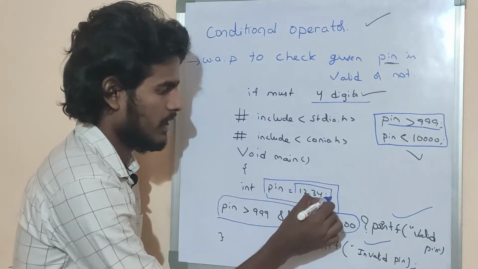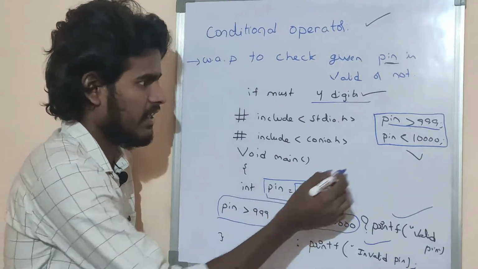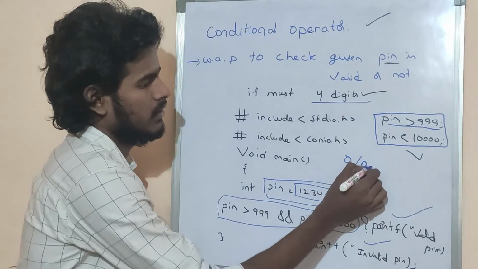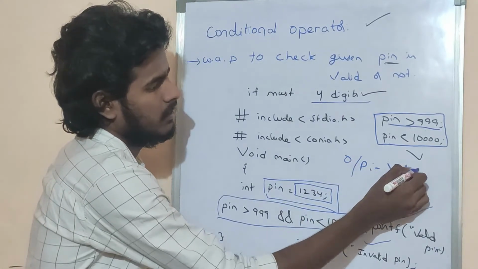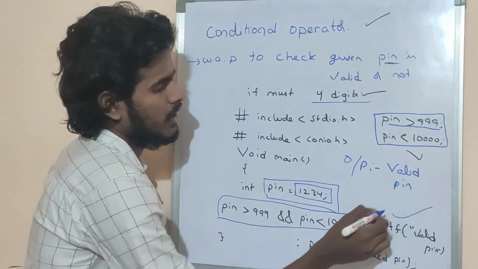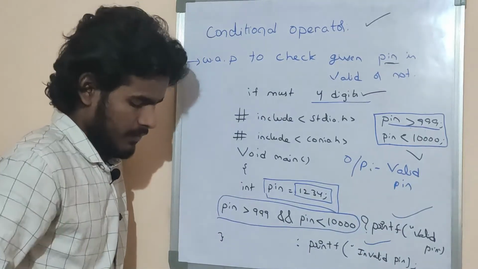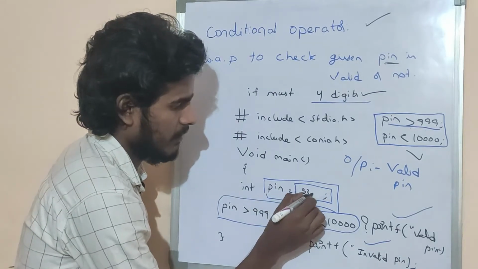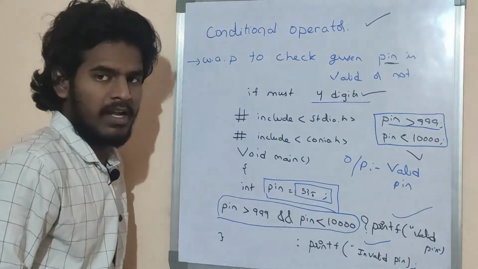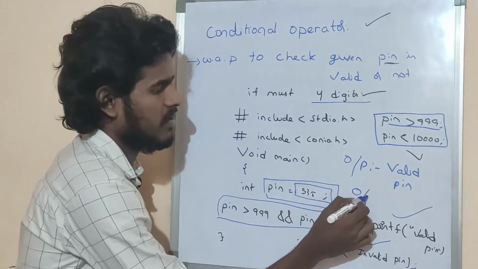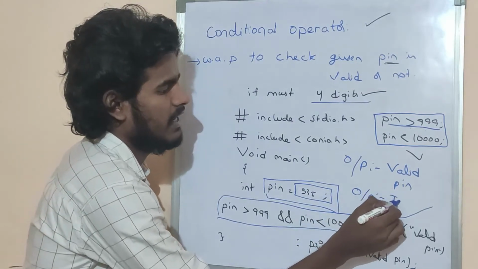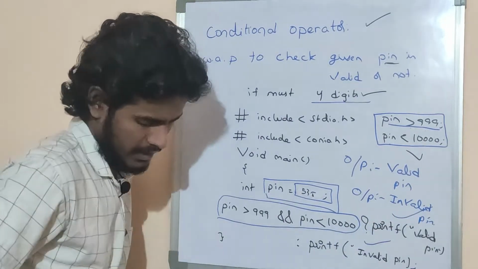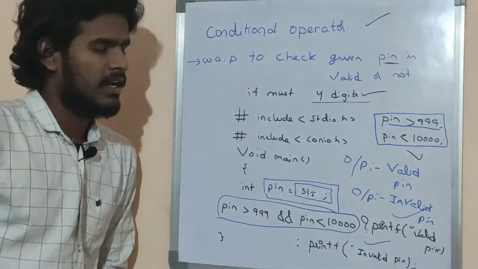1 2 3 4 is greater than 999, so here we will get the output valid pin. If we replace 1 2 3 4 with 535, then what is the output? Invalid pin. This is the conditional operator.